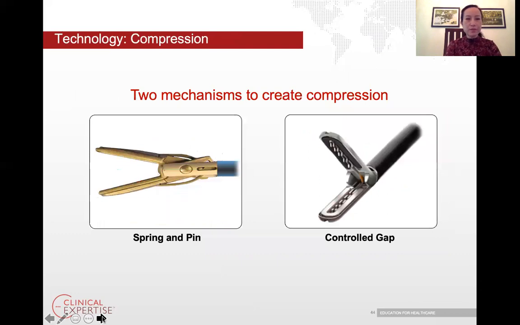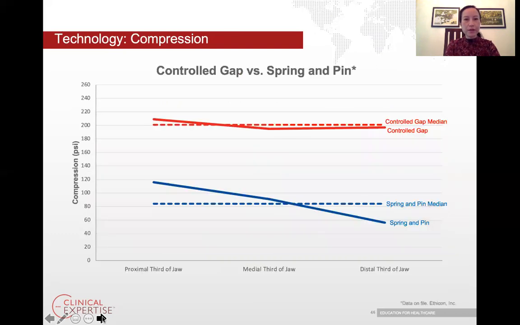Advanced bipolar systems have improved compression by switching from the conventional spring and pin mechanism, where a spring in the handle delivers force around a pin fulcrum, to a controlled gap. This is similar to endocutters, where the bottom and top jaws are pulled together to an evenly spaced specific gap, unlike spring and pin, where the gap close to the spring may be different from the gap further away. This is illustrated in this graph.